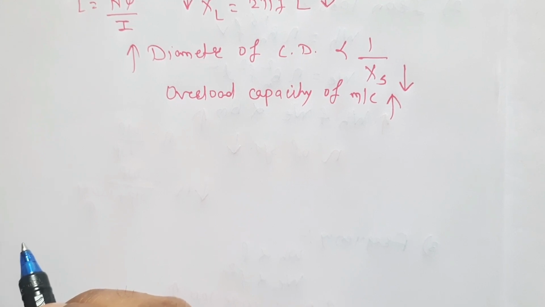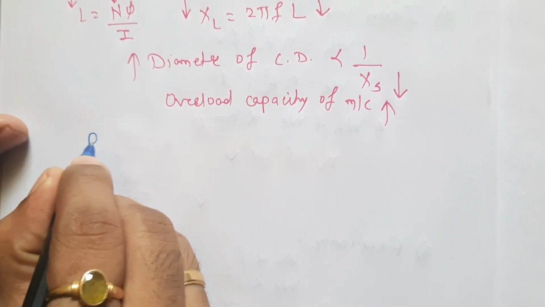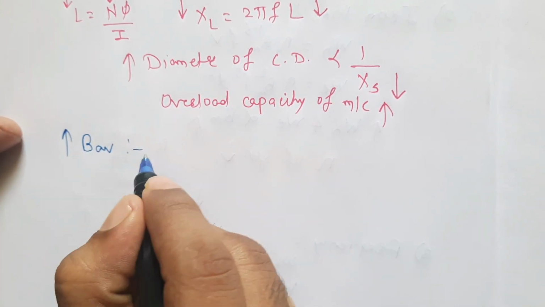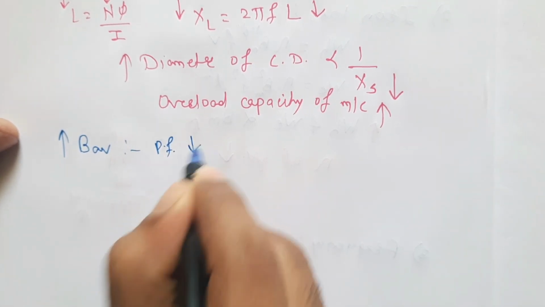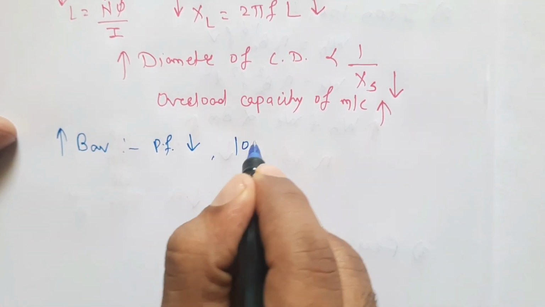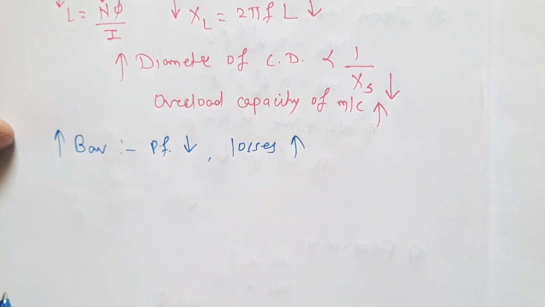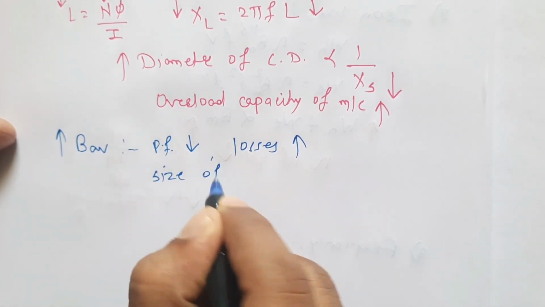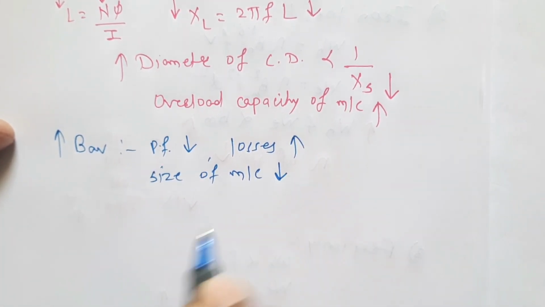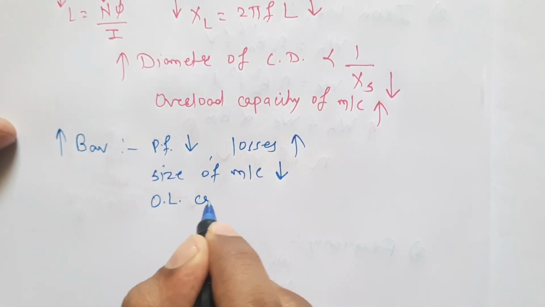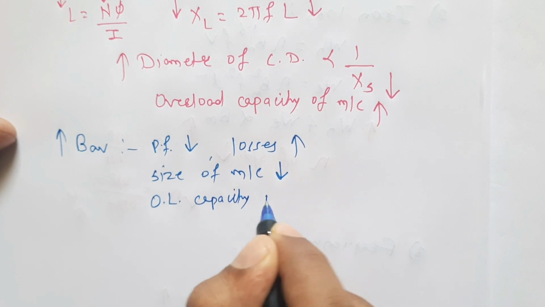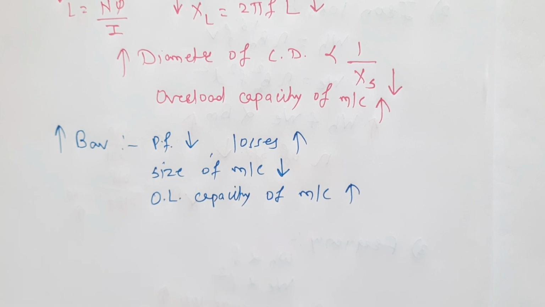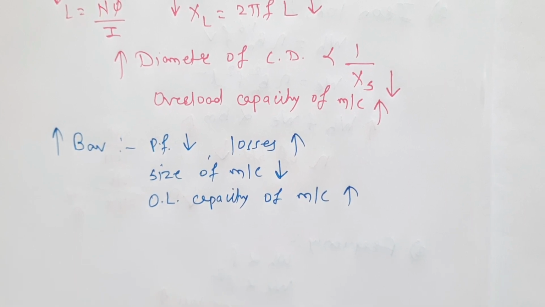From the above discussion, we can conclude that as we select a high value of BAV, that is average value of flux density, the power factor of the machine decreases, losses increase, size of machine decreases, and overload capacity of machine increases. This is the summary or conclusion from the above discussion. Thank you.